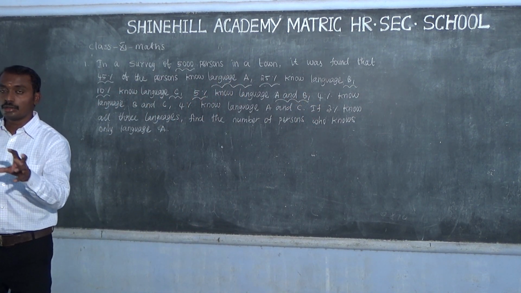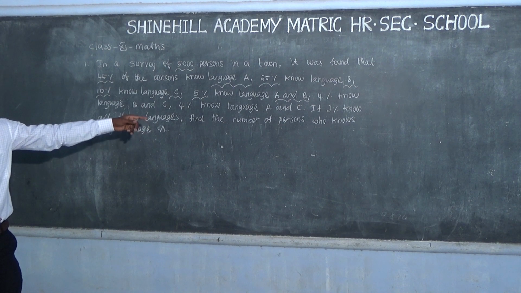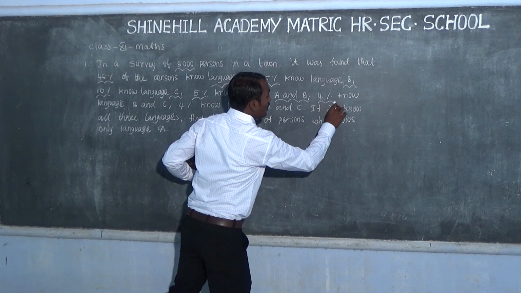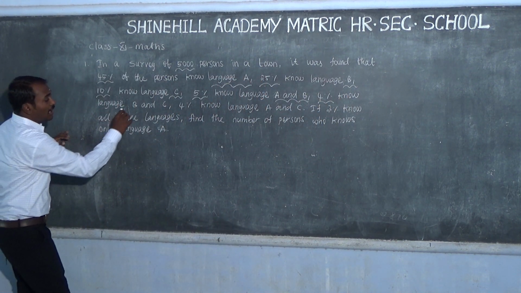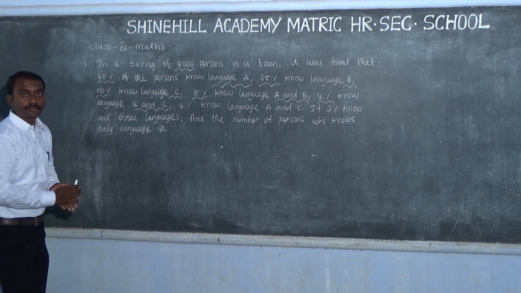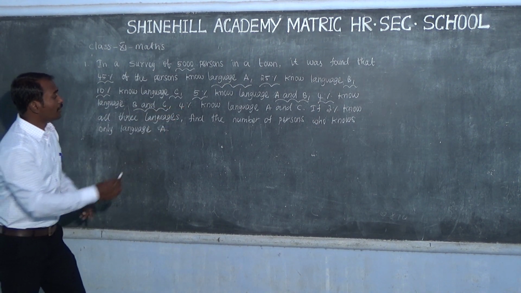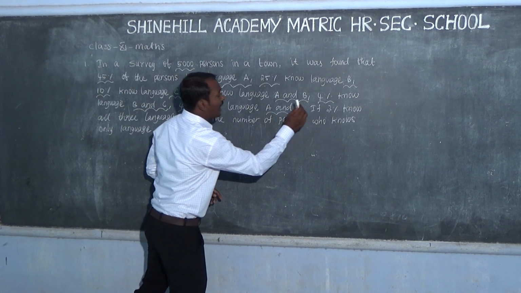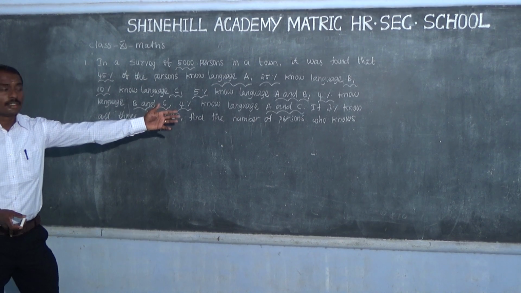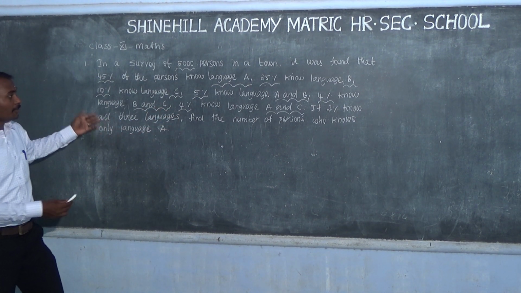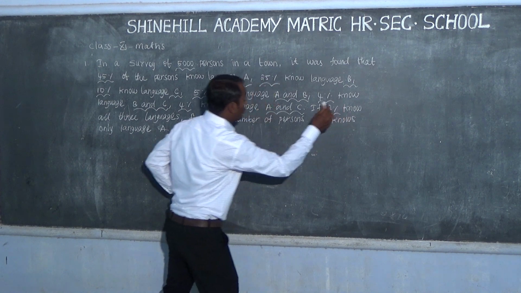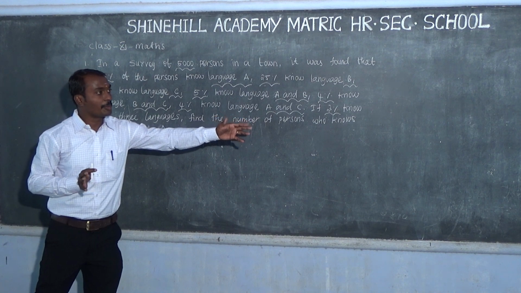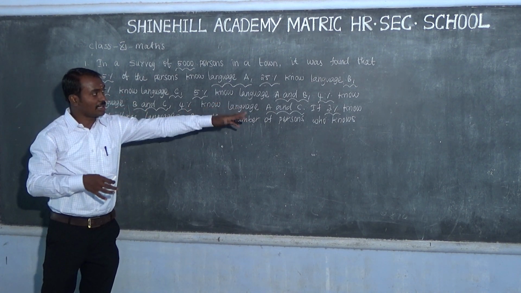5% of people know both languages A and B, and 4% of people know the languages B and C. Again 4% of people know the languages A and C. And finally 3% of people know all 3 languages: A, B, and also C.